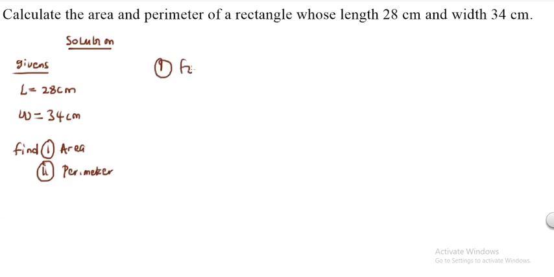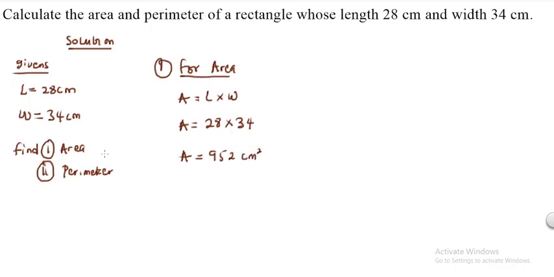So I'll come here and say for area, the area of a rectangle is given as equal to the length times the width, or sometimes just said as length times breadth. So the area is simply equal to, I'll take the value here and multiply it with this value. So the length here is 28 times the width is 34. That means the area is equal to 34 times 28, which is 952. Now the unit is centimeter squared.